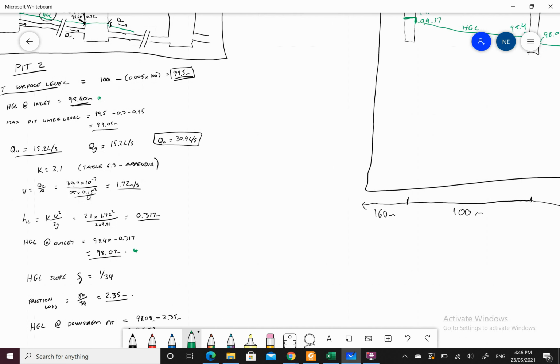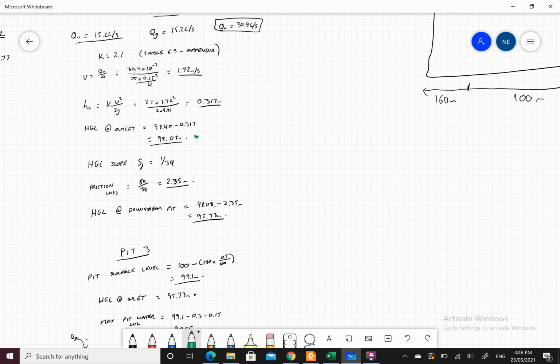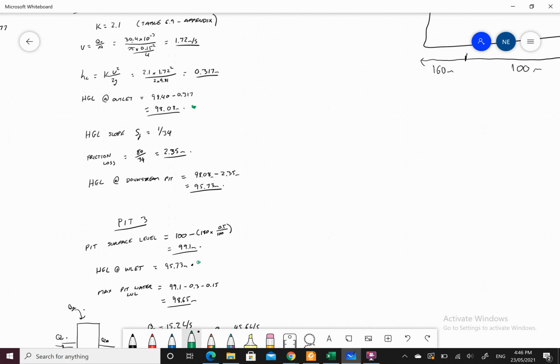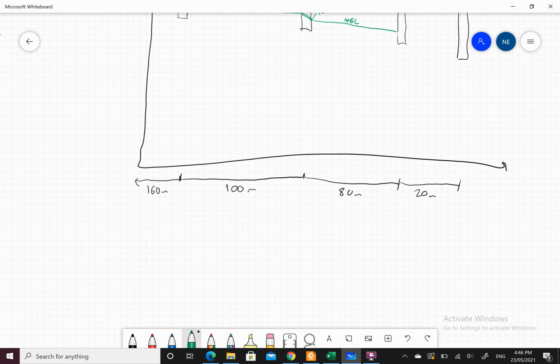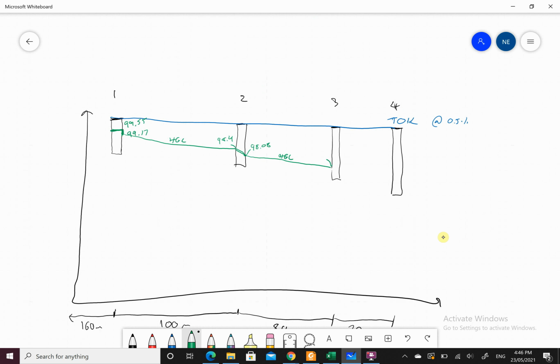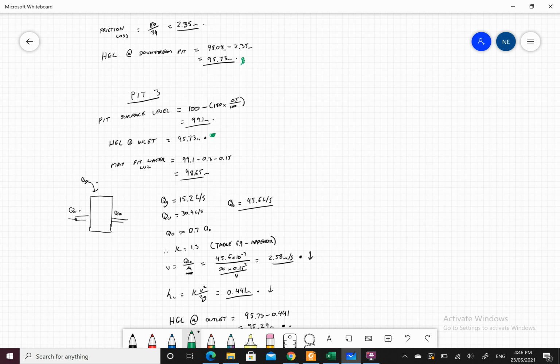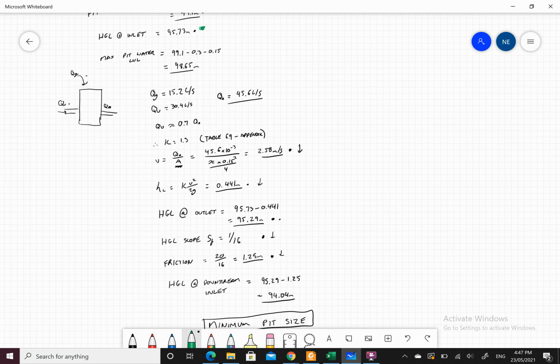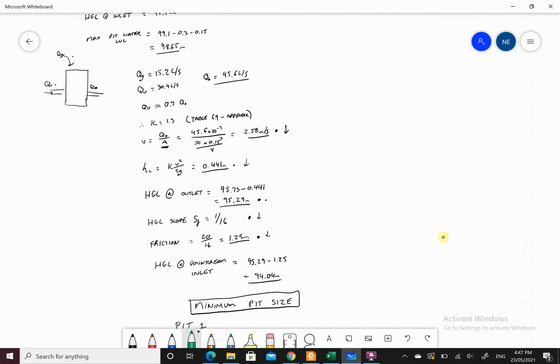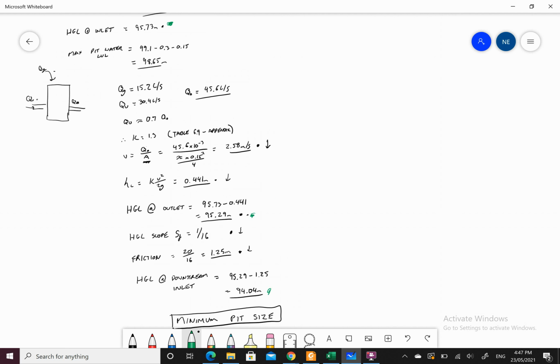At pit 3, what happens? Looking at pit 3, that is this one here, it's where it's reaching, and so this point here is 95.73. It then drops due to our shock loss, which we calculated, which is my hydraulic grade line at the outlet of pit 3, down here, 95.29, and we're meeting up at pit 4 at this level.